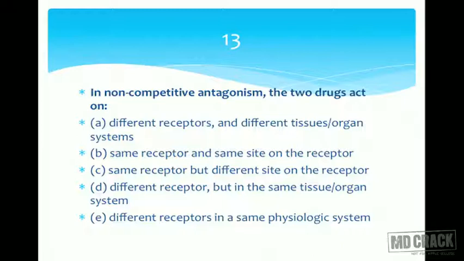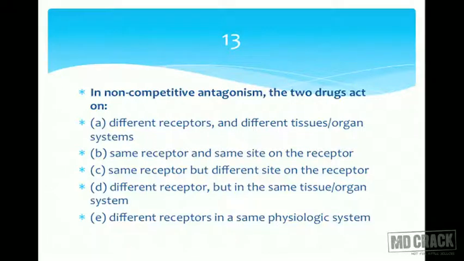In non-competitive antagonism, the two drugs act on: A, different receptors and different tissues or organ systems; B, same receptor and same site on the receptor; C, same receptor but different site on the receptor; D, different receptor but in the same tissue or organ system; and E, different receptors in the same physiologic system.